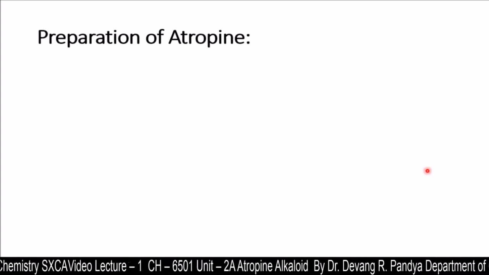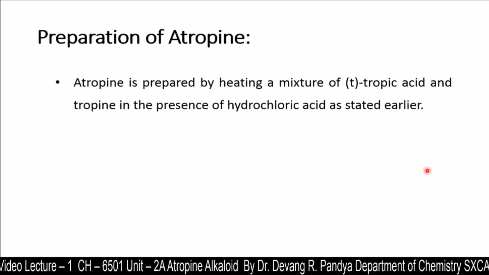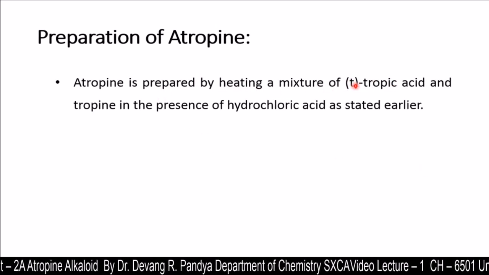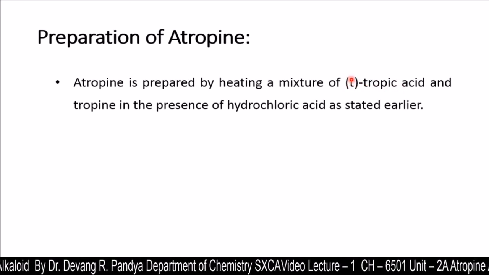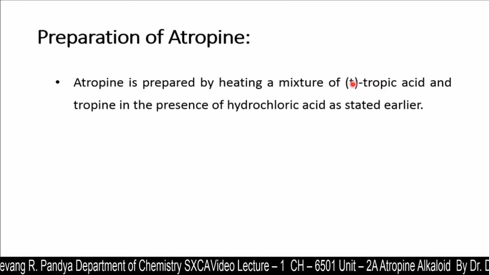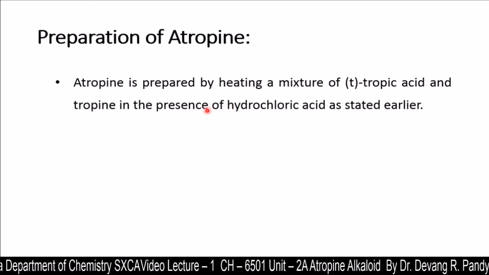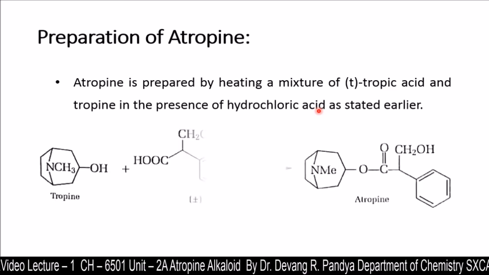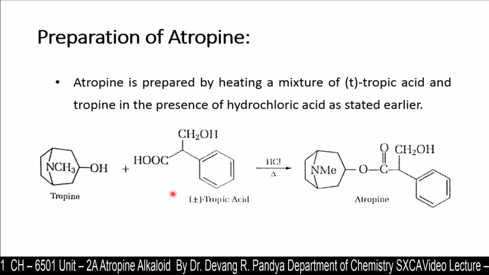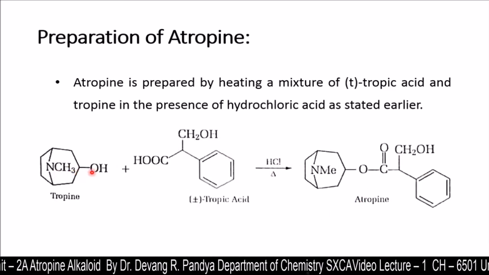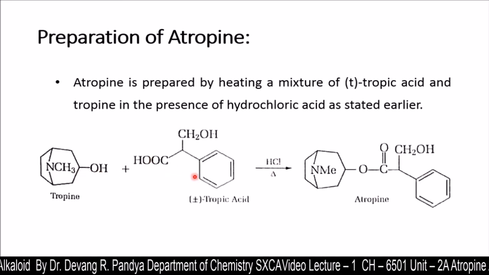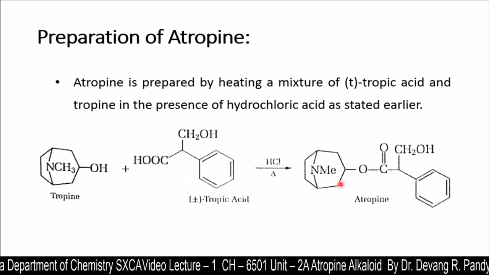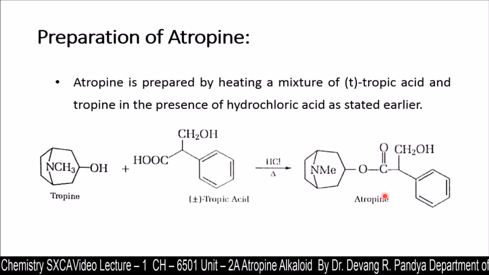Preparation of atropine. This is the last step. Atropine is prepared by heating a mixture of racemic plus or minus tropic acid and tropine in presence of hydrochloric acid. As stated earlier, tropine is obtained, and tropine and tropic acid in presence of HCl give us this atropine. This is the structure of atropine.